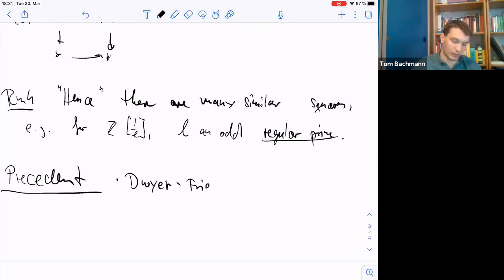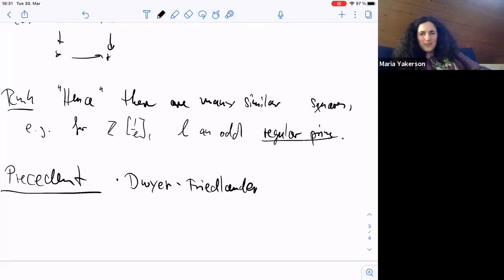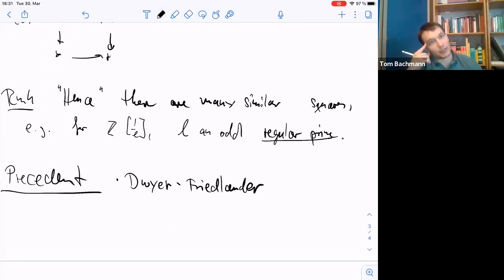Sorry, can I ask? So is this F3 random? Like, could you take any Fp? You cannot take any Fp, but there's some congruence condition. So there are infinitely many possibilities.